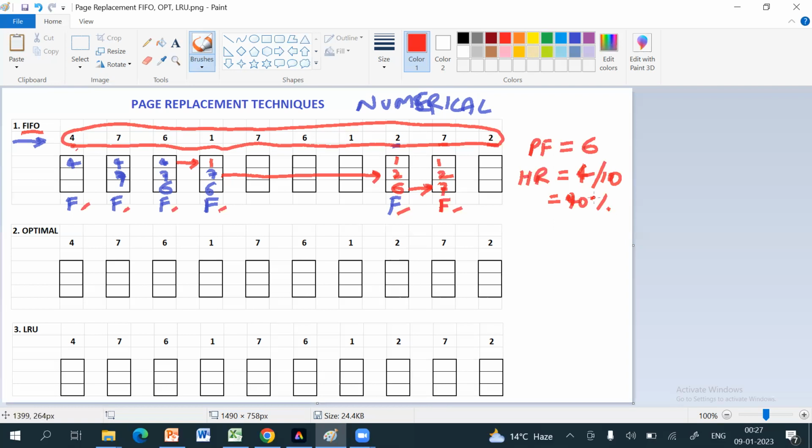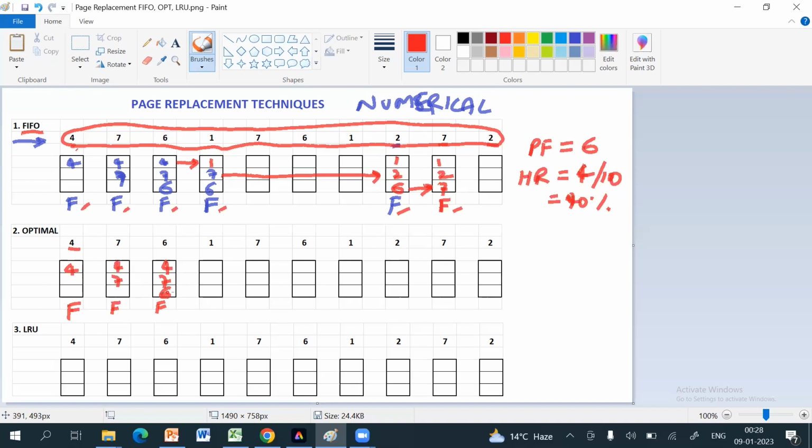Now moving on to the optimal technique. In the optimal technique, again we'll use the same reference string as we have taken in FIFO. Coming to optimal, initially all 3 frames are empty. I'm looking for 4, not found here, so it will have to be loaded, thereby creating a page fault. So 4 will be loaded here. Then followed by 7, again not found, so 4, 7, again a page fault. 6 not found, so again loaded. There's a page fault here. 4, 7, and 6.